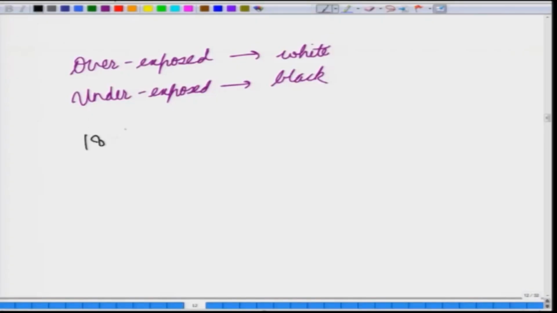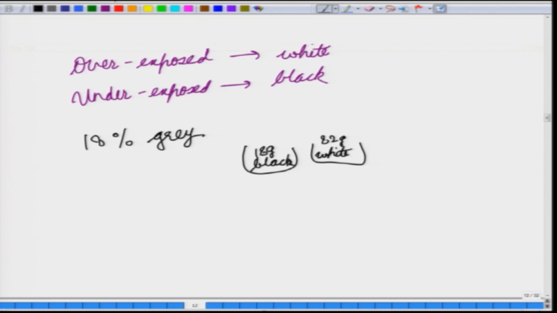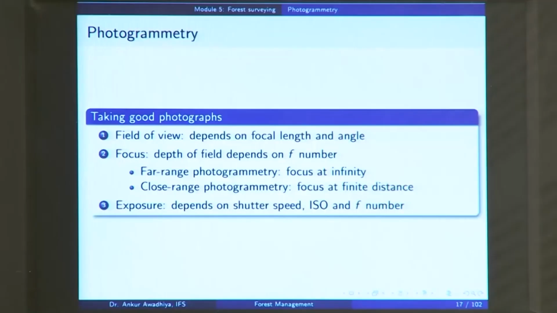And typically a good amount of exposure is referred to as an exposure equal to 18% gray, which means that you took, for instance, 18 grams of black pigments and 82 grams of white pigments. You mix both of these together and apply this paste on a piece of paper. So the exposure equivalent to this shade of gray is considered to be a good amount of exposure. So when you are taking a good photograph, you need to keep in mind the field of view, the focus and the exposure.